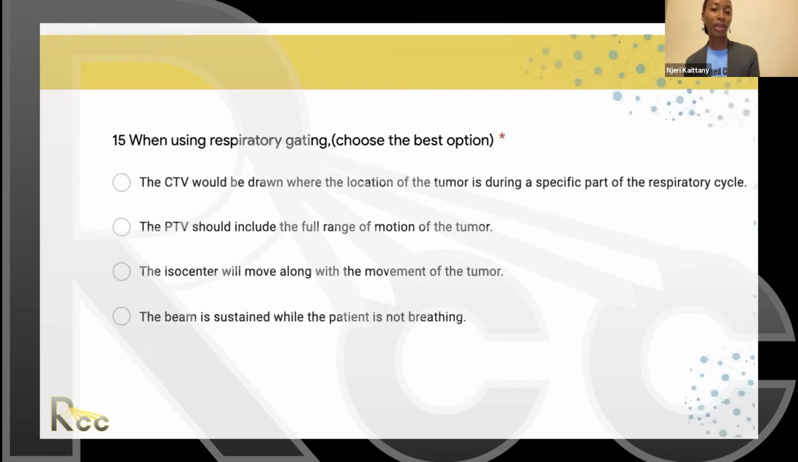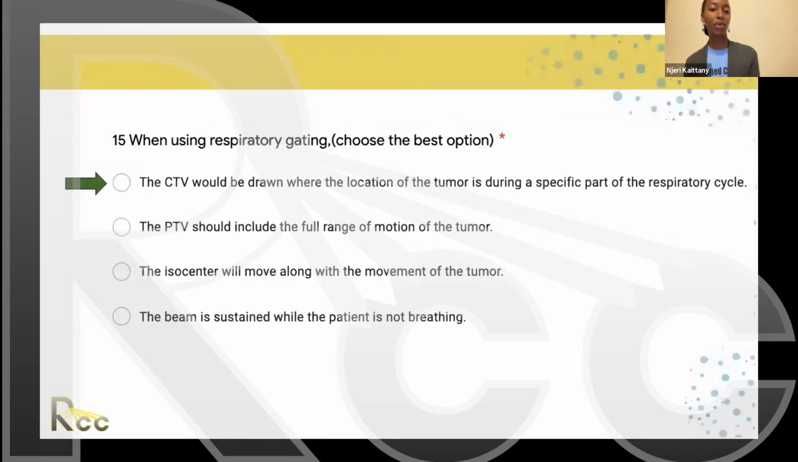When using respiratory gating, choose the best option. The CTV would be drawn where the location of the tumor is during a specific part of the respiratory cycle. The PTV should include the full range of motion of the tumor. The isocenter will move along with the movement of the tumor, and the beam is sustained while the patient is not breathing. I'll give you a second there. Okay, and we can show them the answer.